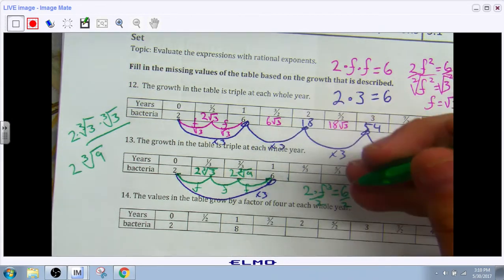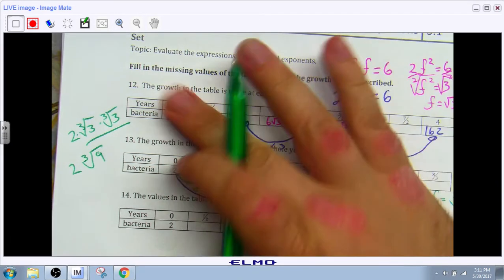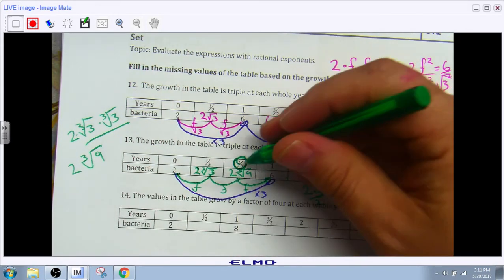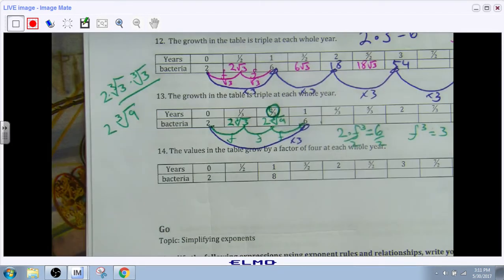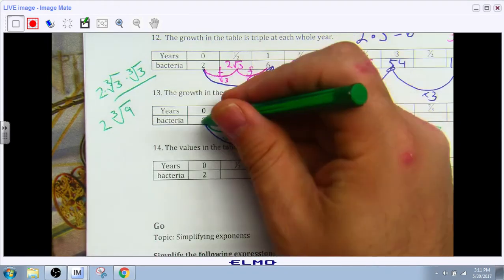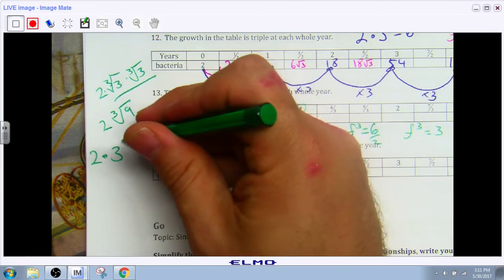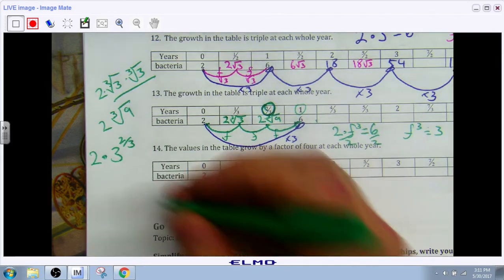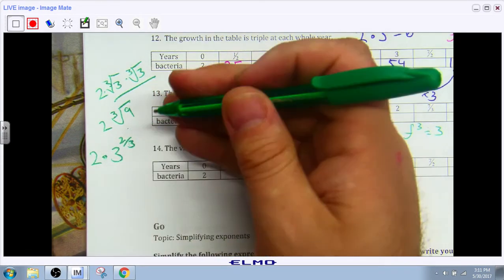And so here's what I actually want to show you guys. You see that this is to the 2/3. So 3 is being raised to the 2/3 power, right? What's really happening here is we have 2 times 3, not once, but 2/3 of the time, okay? So we're raising it to the 2/3 power. So what does that mean? Well, that 3 becomes a radical, and the 2 stays the way it is.